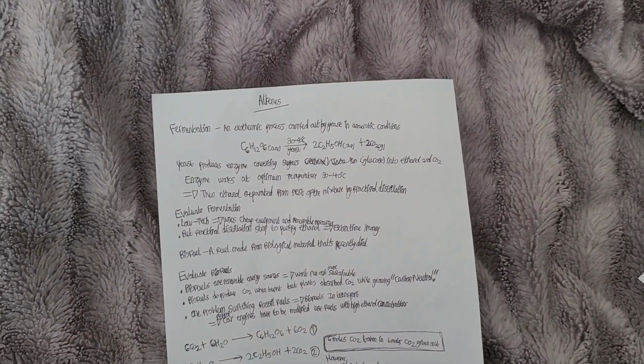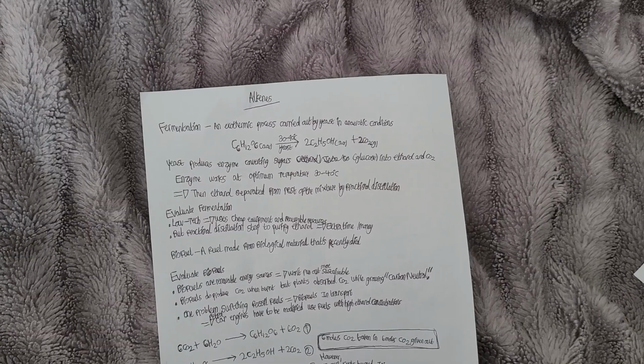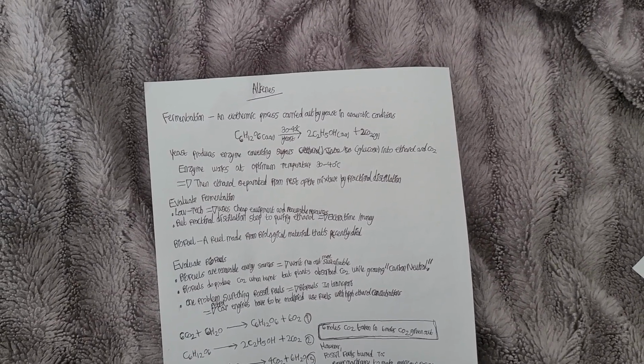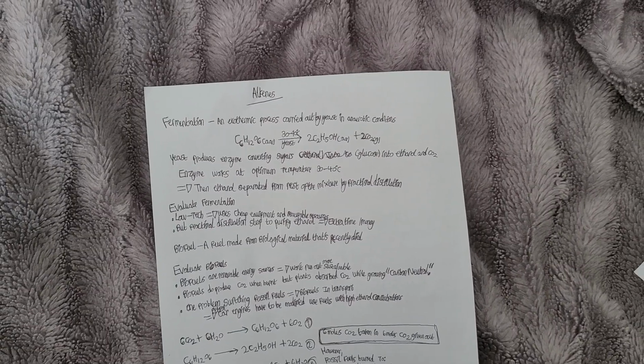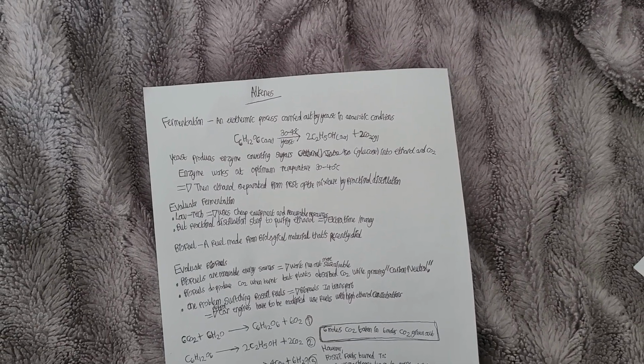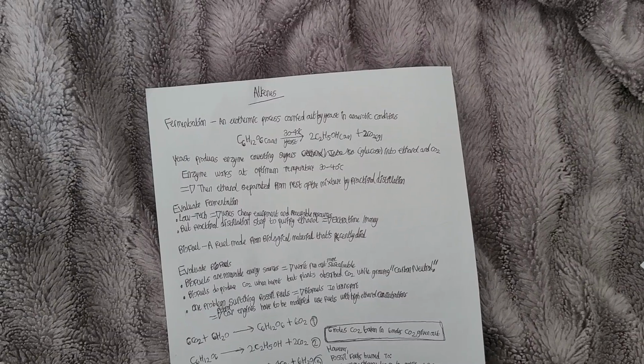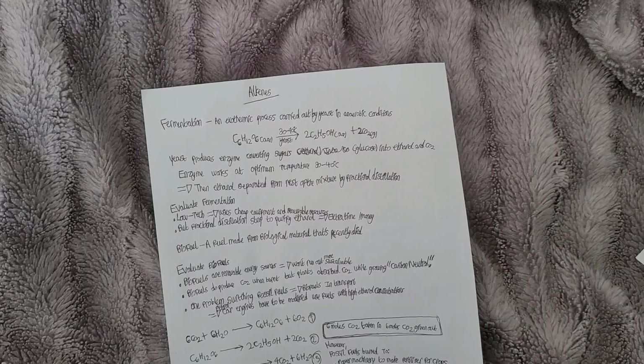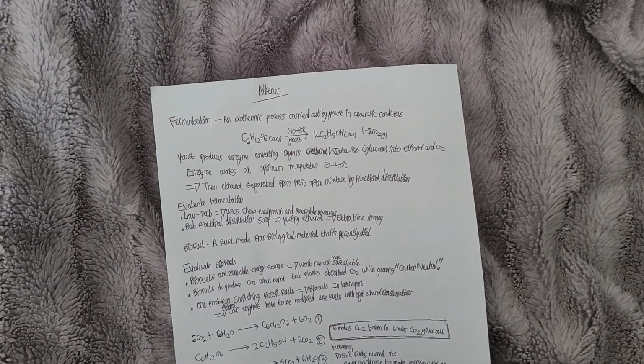Alkenes again. In this case, fermentation, an exothermic process carried out by yeast in anaerobic conditions, without oxygen. C6H12O6 aqueous, arrow, 30 to 40 degrees Celsius, yeast, 2C2H5OH aqueous plus 2CO2 gas.